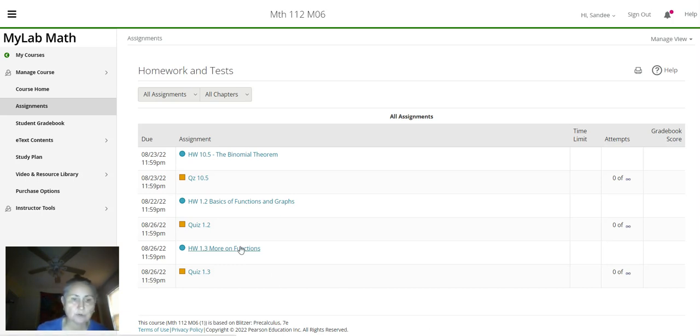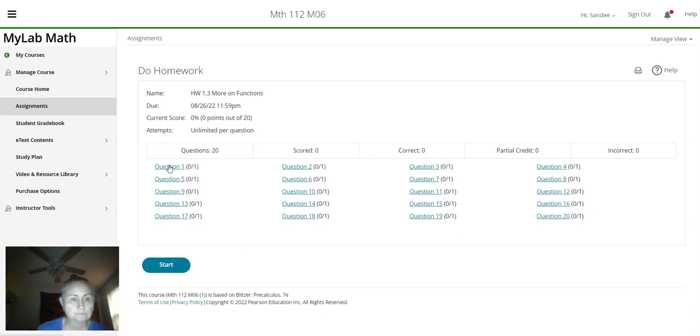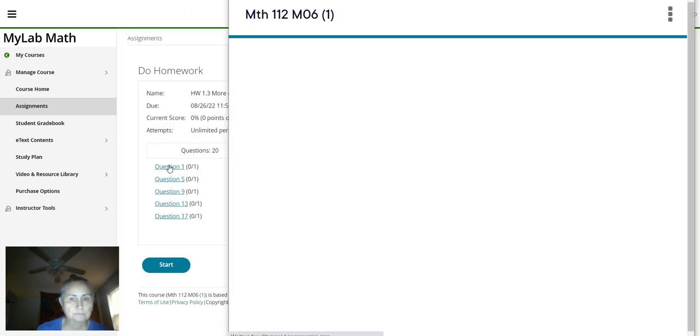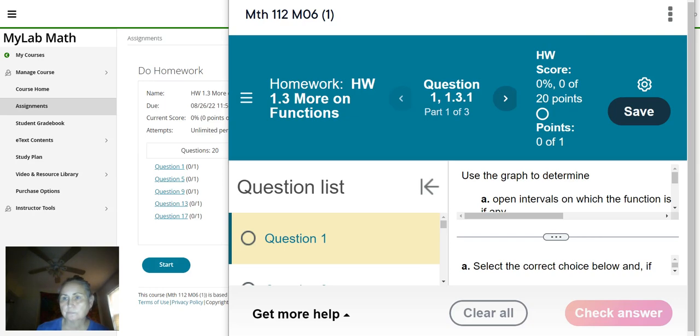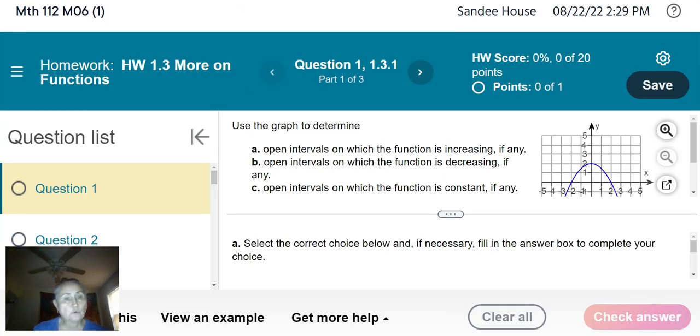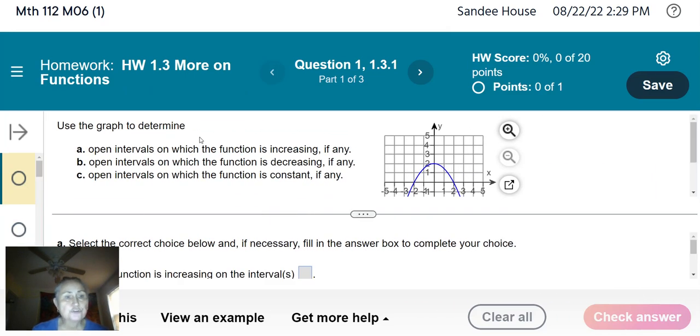Let's do some sample problems. So the first question asks us to use the graph to determine the open intervals on which the function is increasing, the open intervals on which the function is decreasing, and the open intervals on which the function is constant, and in all cases, if any, because it may not be all of these.